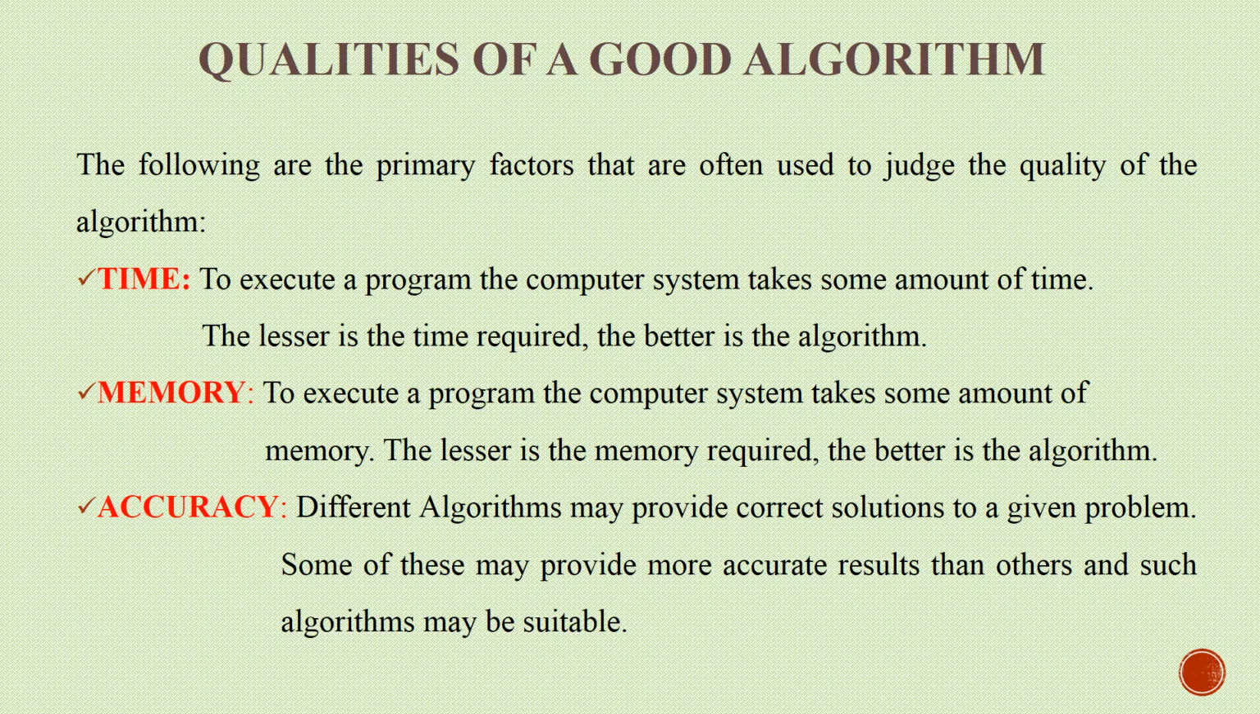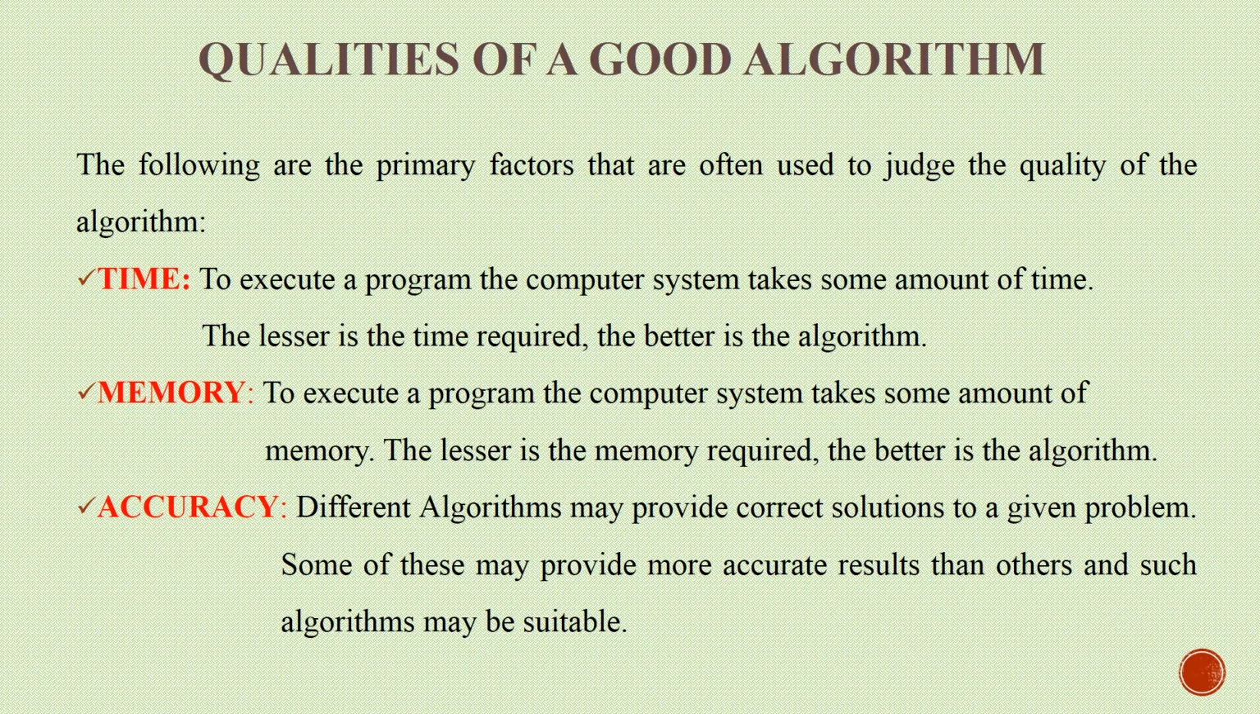So the qualities of a good algorithm. Don't worry when you are asked to find out if a given algorithm is good or not. We have three simple tricks to find out if an algorithm is good. Number one, an algorithm is good if it consumes less amount of time. So the lesser the time the algorithm takes, the better the algorithm.